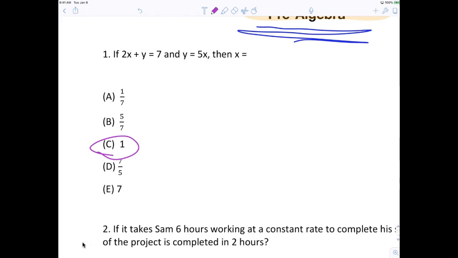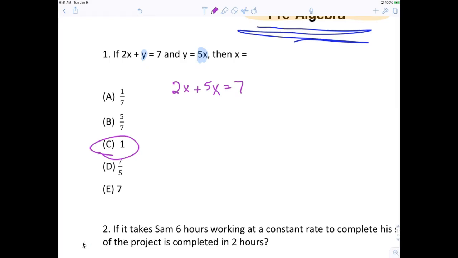So what I want to do is show you something right now. This is a lot of algebra, so please look up. What does y equal? What does it say? 5x. That means wherever you see a y, I could put 5x. So I'm going to take this y right here and make it 5x. So it's going to be 2x plus 5x equals 7.